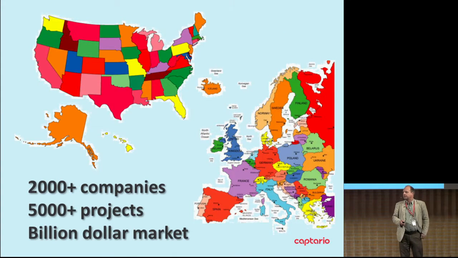Captario is a global company from the start. We're focusing on the European market right now, and we'll turn to the US subsequently. Our market here is about 2,000 companies with over 5,000 projects. And we're offering Captario Sum on a subscription plan based on the number of projects that use it.